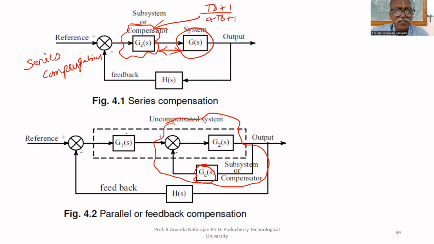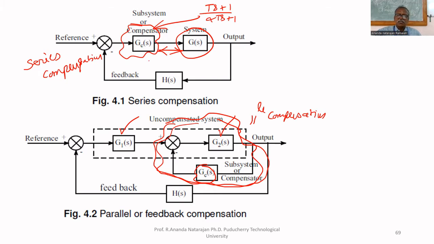The original system G of S is separated into two parts, say G1 of S and G2 of S. GC of S is connected between G1 and the output of G2, so that it will compensate the original system. This is called parallel compensation. In parallel compensation, we need some point to connect this compensatory system. The velocity compensatory system is an example of parallel compensation.